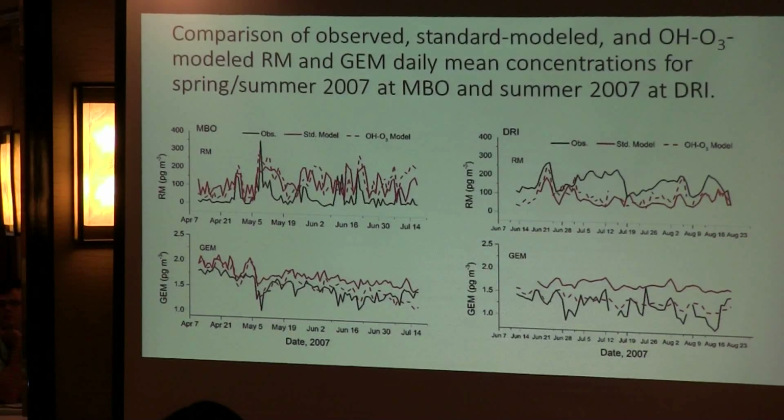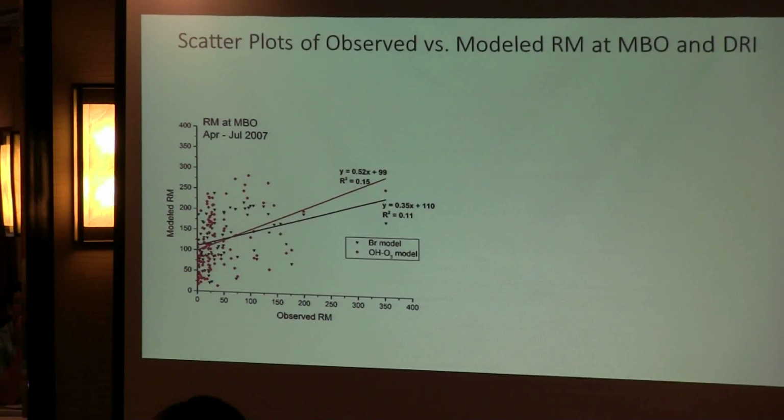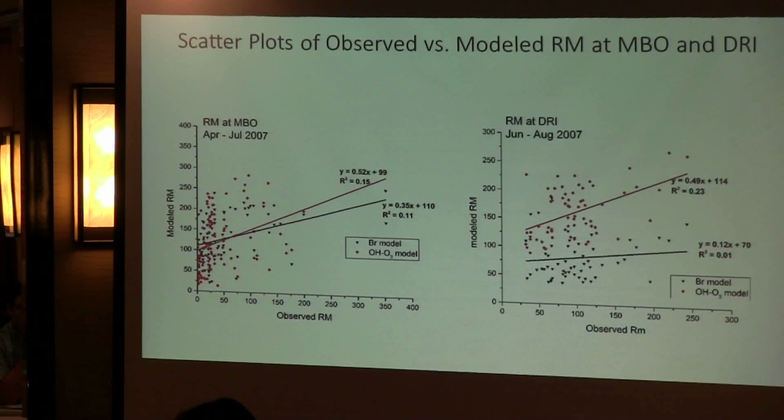So, okay, I'll just wrap it up here. When you look at a scatter plot of this time series data that I just showed you, you can see that by varying the model chemistry for the Mount Bachelor data, it doesn't give you a radically different result. You see R-squareds around 0.1 to 0.15, slopes between 0.3 and 0.5, not a whole lot of difference. However, when you look at the DRI data, you see a very different picture. You see a significant correlation using the OH-O3 chemistry, whereas you see no correlation using the bromine chemistry.